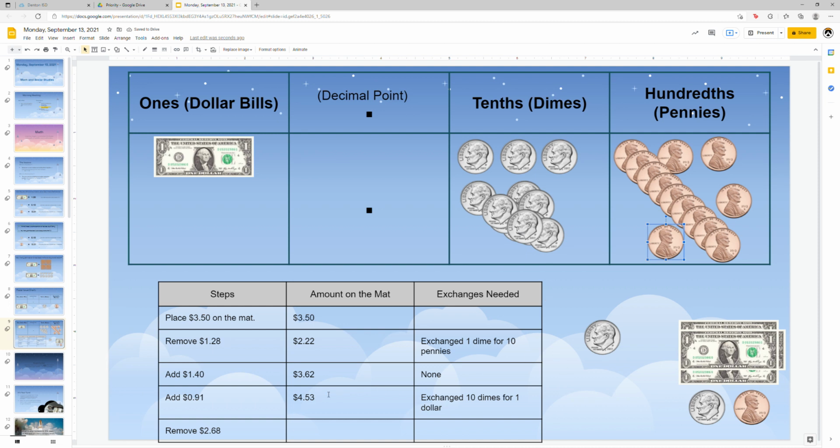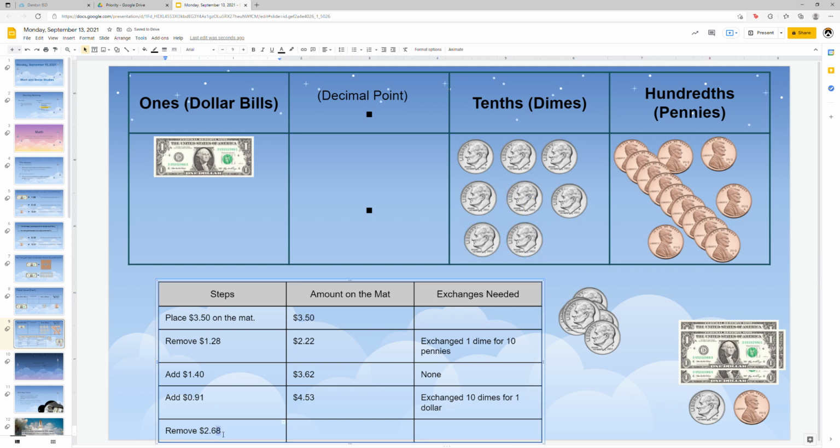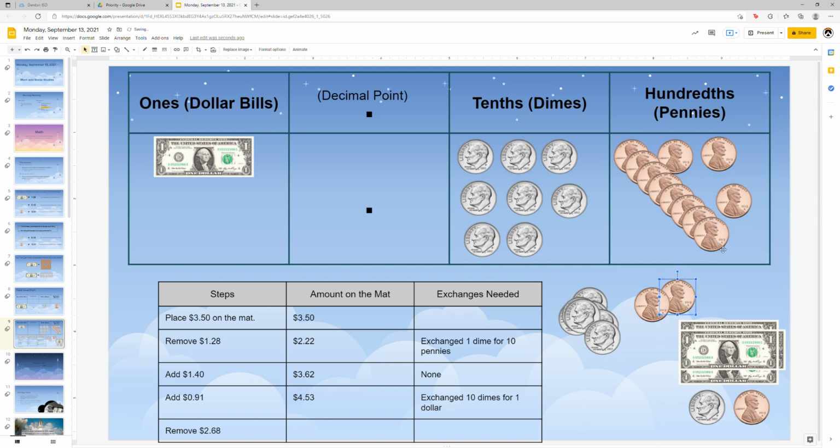So again, I still need to remove the 68 cents. So we need to take away 6 dimes still. So 1, 2, 3, 4, 5, 6. So I took away 6 dimes or 60 cents. And in that hundredths place, I had 8 more cents I need to take away, right? So let's take away 8 of these pennies. 1, 2, 3, 4, 5, 6, 7, and 8.